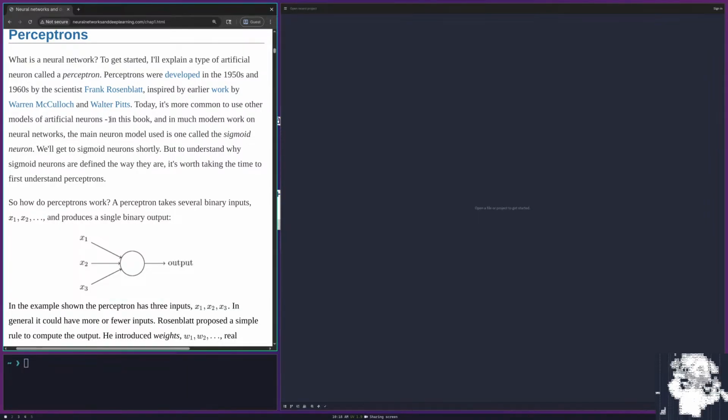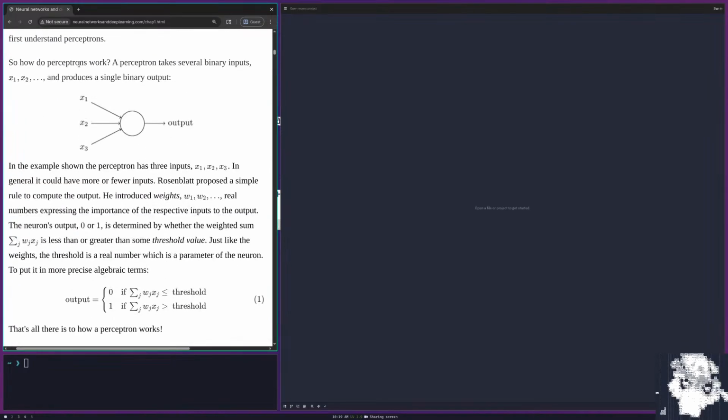In this book, and in much modern work on neural networks, the main neuron model used is one called the sigmoid neuron. We'll get to sigmoid neurons shortly, but to understand why sigmoid neurons are defined the way they are, it's worth taking the time to first understand perceptrons. So how do perceptrons work?